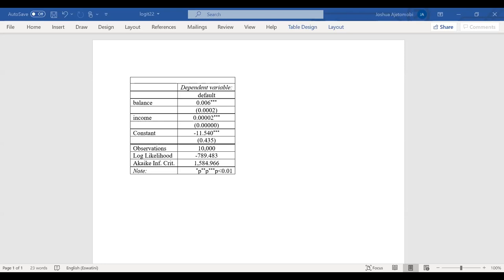But still, I'm not comfortable most of the time trying to explain things in terms of odds ratio, because odds ratio is the ratio of success to failure. So we talk more in terms of probability. It's always easier to understand when you talk in terms of probability. Everybody will understand you. So this is why we now use the marginal analysis, which is MFX.